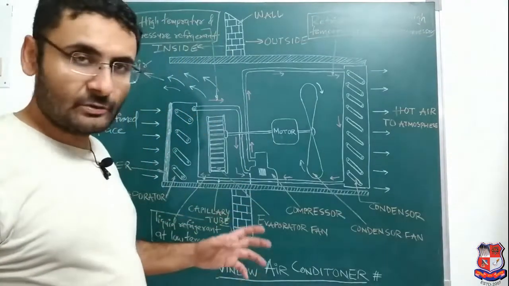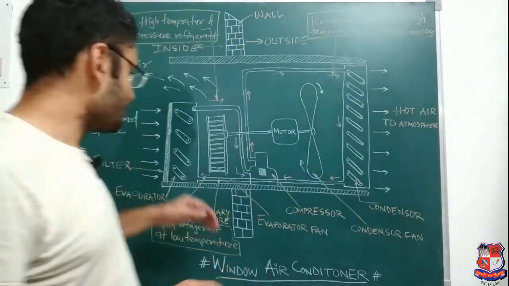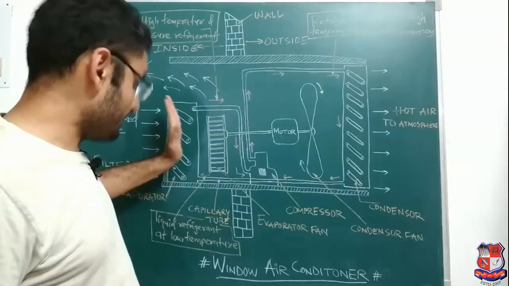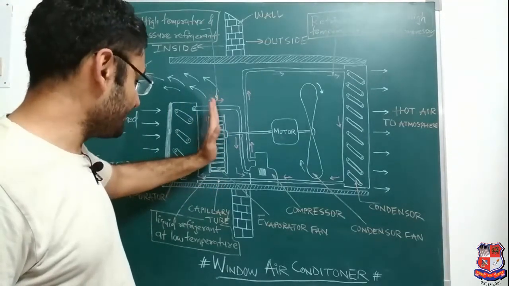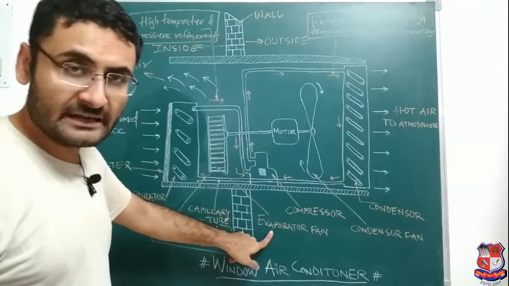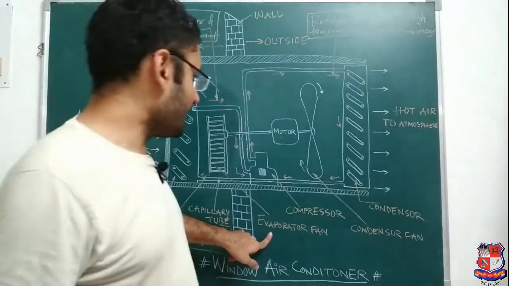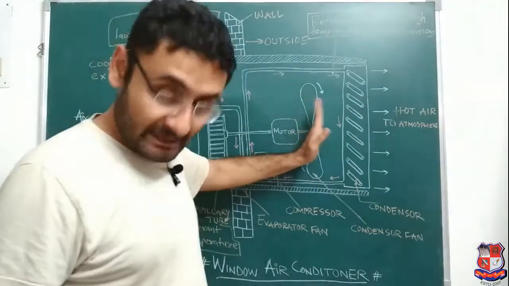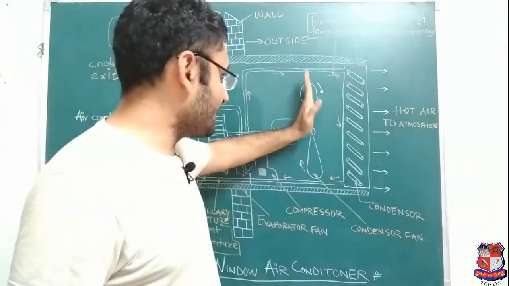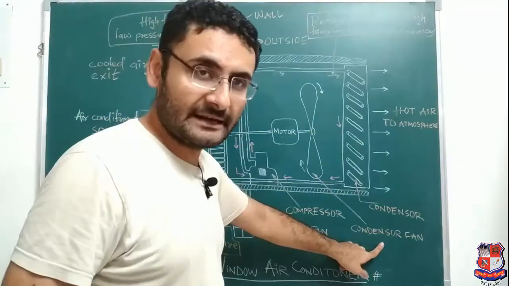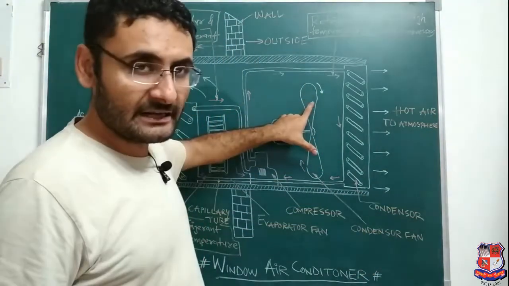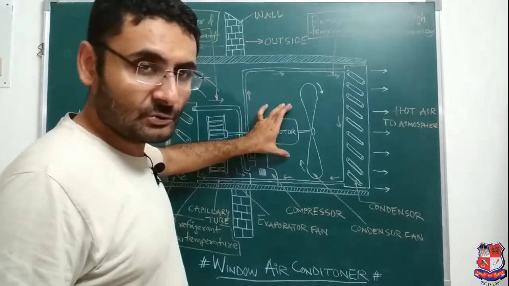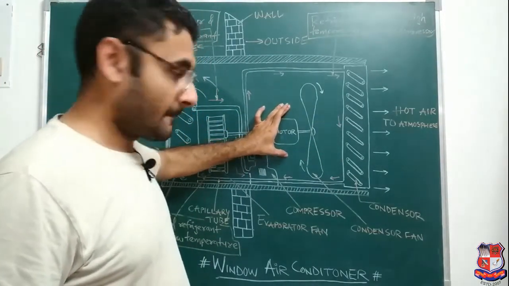In addition, a few more devices are there. Over here I have drawn a fan mounted behind the evaporator, which is why it is known as the evaporator fan. One more fan is mounted behind the condenser, known as the condenser fan. To rotate the condenser fan as well as the evaporator fan, one motor is required, so we attach one motor here.